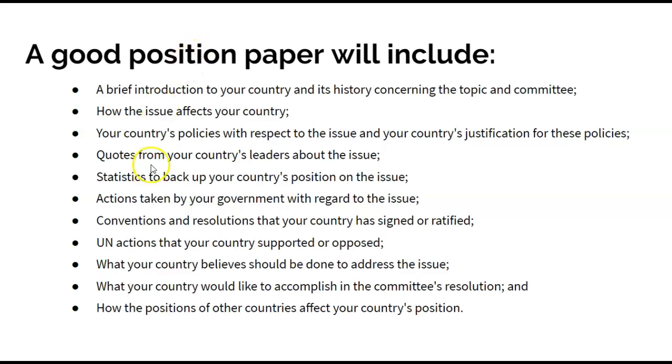You need to include quotes from your country's leaders about the issue, so please find quotes by the president, the ministers, vice president, chancellors, ambassadors, etc. The action taken by the government with regard to this issue, so for example, have they done anything in regards to fishing, for instance, or to gender equality in the workplace? Conventions and resolutions that your country has signed or ratified. So for example, are they part of the Hague Treaty, or are they part of the Paris Agreement, etc.